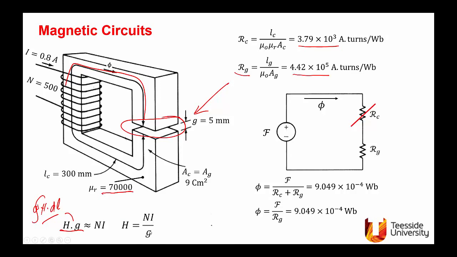H will be Ni over G, and B will be mu naught, because it's air gap, Ni over G. And this will give us readily a very close but reasonably accurate value of the flux density in the air gap due to the magnetomotive force given by Ni.